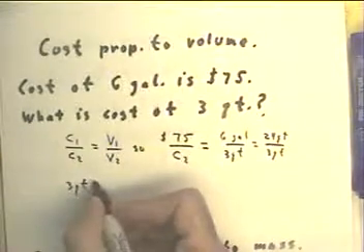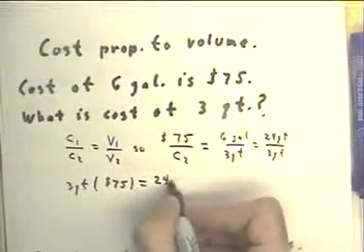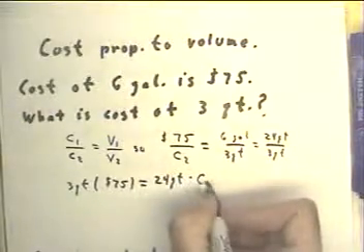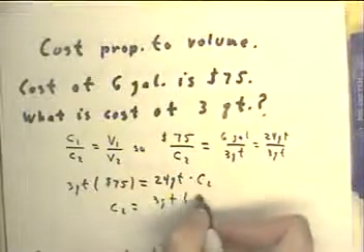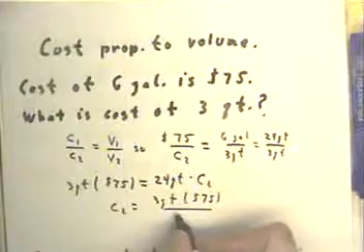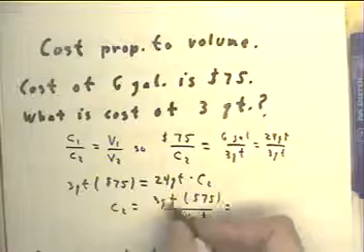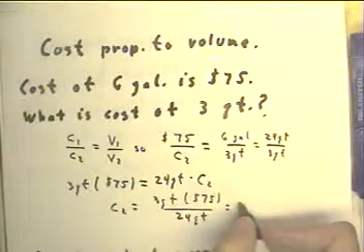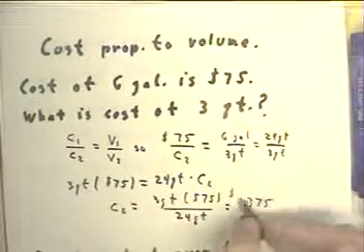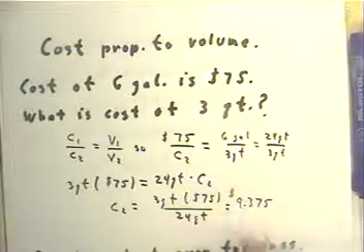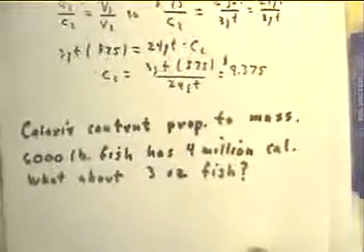3 quarts times $75 equals 24 quarts times C2, so that C2 will be 3 quarts times $75 over 24 quarts. This is 1/8. 1/8 of 75 is 9 3/8. It'd be $9.375. And again, you can check the arithmetic, and I guess that'd be rounded off to $9.38 in a real situation.